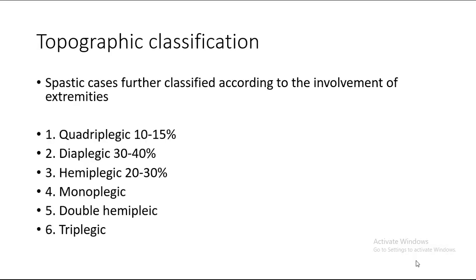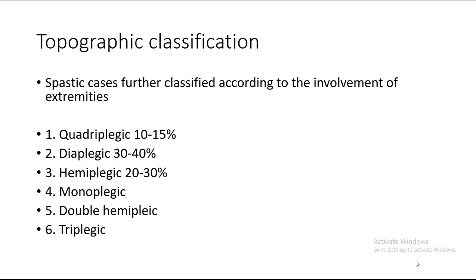The topographical classification describes the topographical pattern of involvement. Which limbs are involved? So we have a quadriplegic type, which causes 10 to 15% of the cases. It involves the 4 limbs of the child. Diplegic involves both lower limbs, or 4 limbs, but the lower limbs are affected more than the upper limbs.